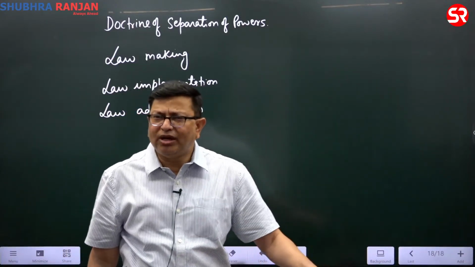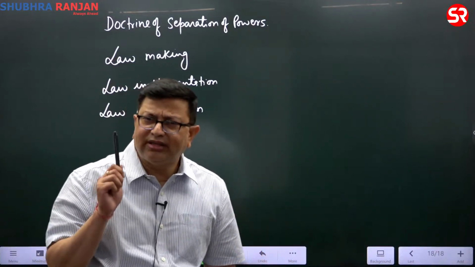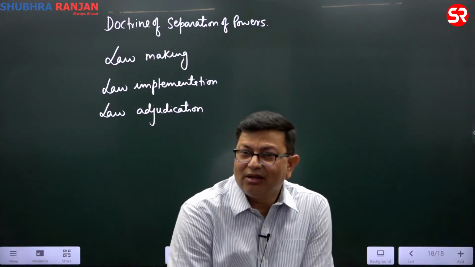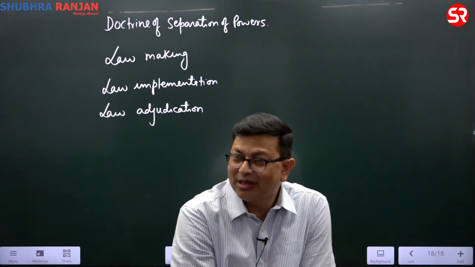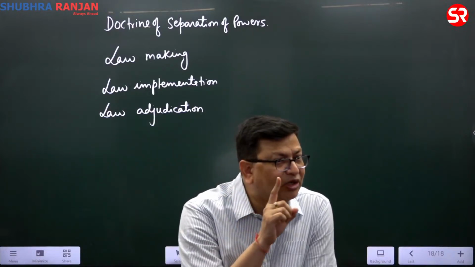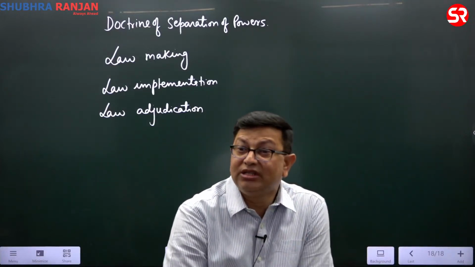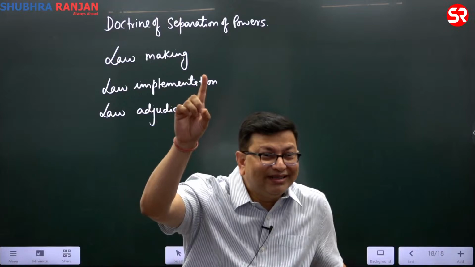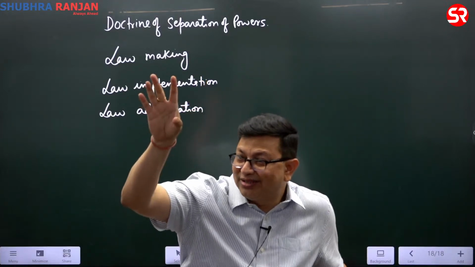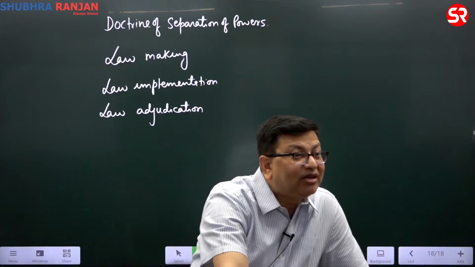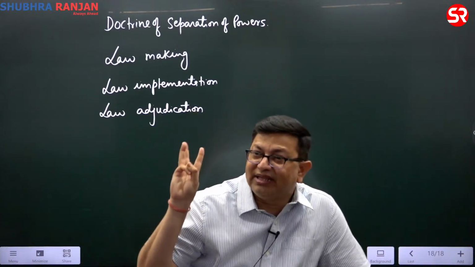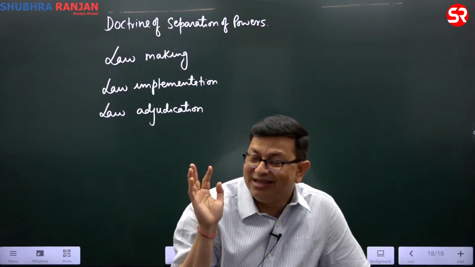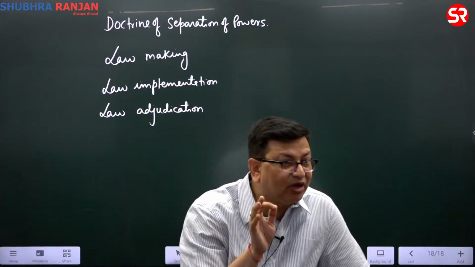During monarchy, what used to happen? All the 3 functions were vested in the king. The king was the sole lawgiver. He was the sole implementer of the law, and he was the sole judge. It was dictatorship. A single person discharging all the functions of the state. But in democracy, these 3 functions of the state have to be performed by three different organs. This is the concept of separation of powers.